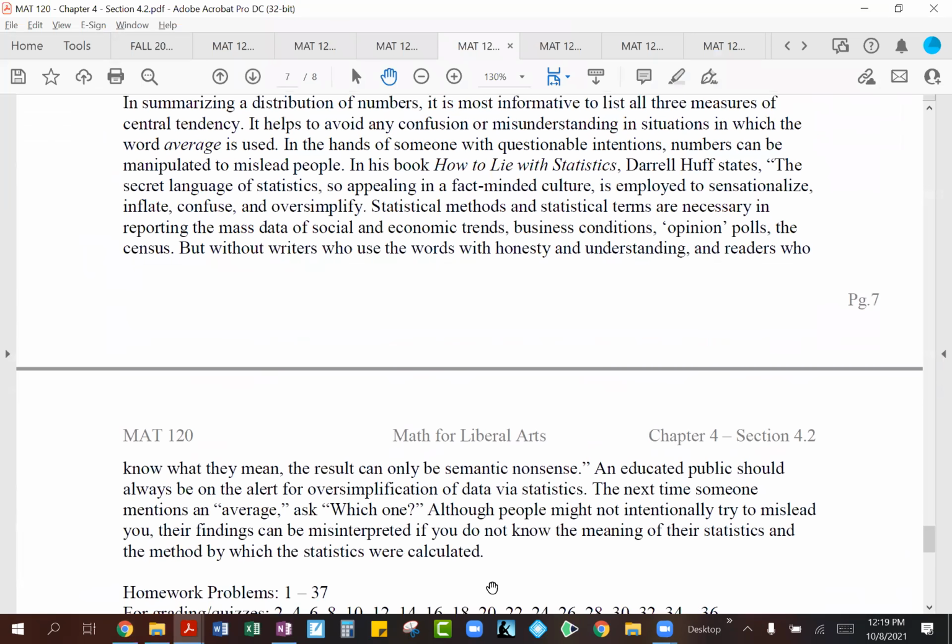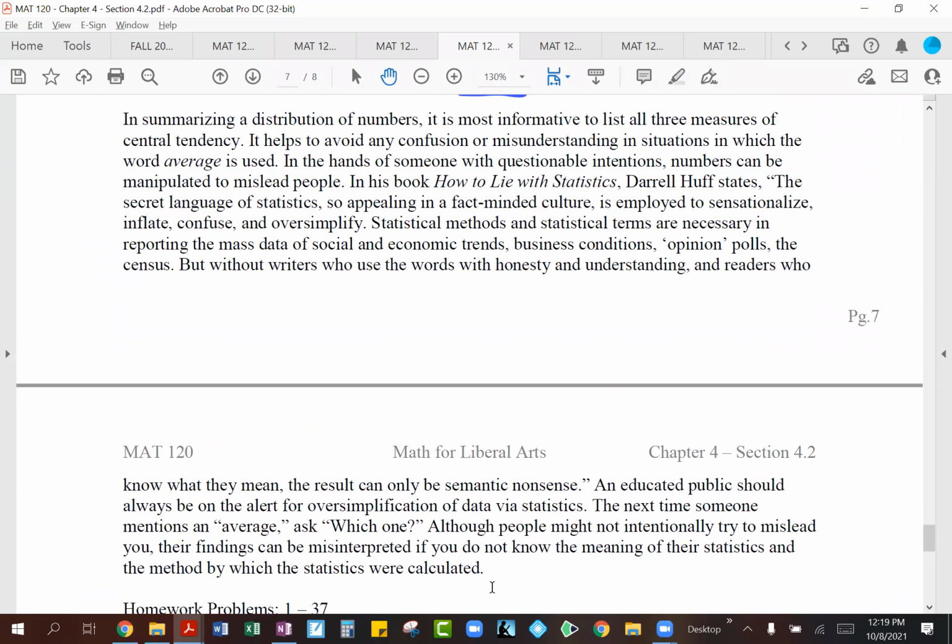Another part that they are talking about here is that it helps to avoid any confusion or misunderstanding in situations in which the word average is used. And that's kind of what I was saying earlier. In the hands of someone with questionable intentions, numbers can be manipulated to mislead people. And statistics is definitely one of those places where it is very easy to manipulate the numbers. Like they said, if people have questionable intentions, then it can be manipulated.